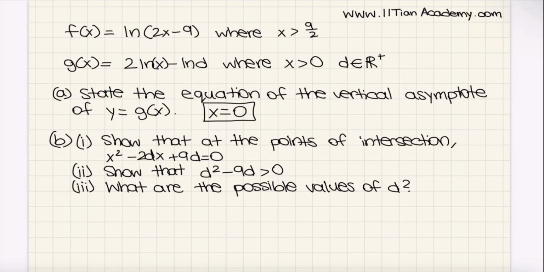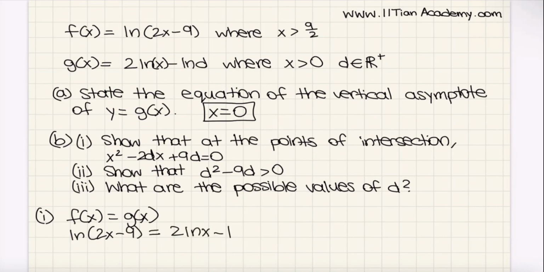So how do we find the points of intersection? Well, first we need to equate f of x to g of x. So f of x is equal to g of x, which means that ln(2x minus 9) must be equal to 2 ln x minus ln d.